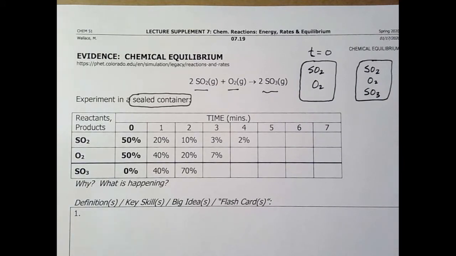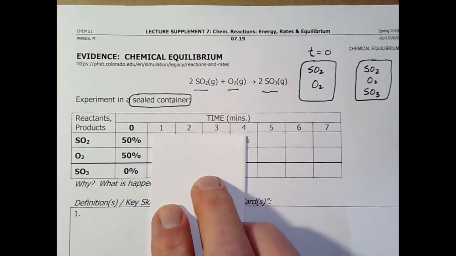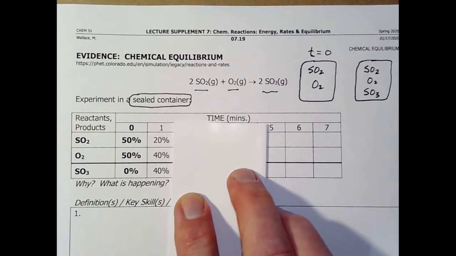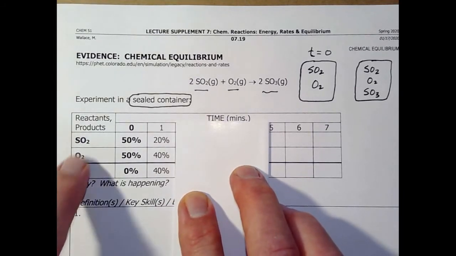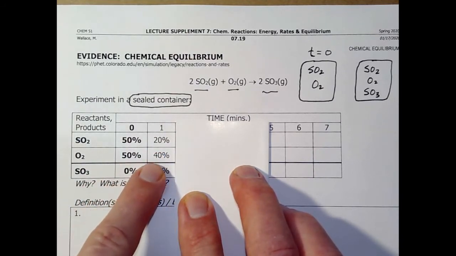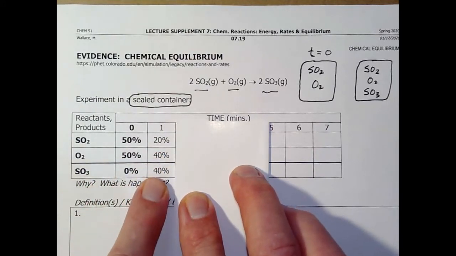Now, what I've got is sensors that tell me the percent of the mixture. Initially, 50% SO2, 50% O2, and there's no product, right? I put those in there and then hit a button. A minute later, I check. Now look, SO2 has dropped from half to 20%. O2's dropped from 50% to 40%. And look what happens to SO3. It's going up. Oh yeah, that makes sense. Those are reacting, dropping. That goes up.